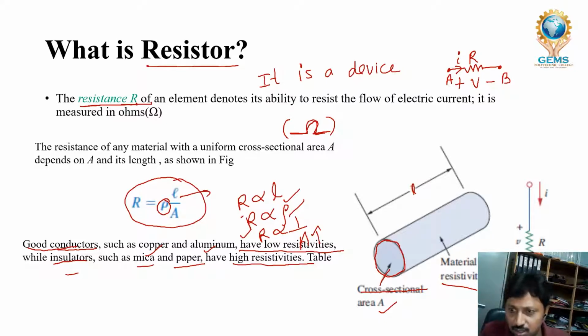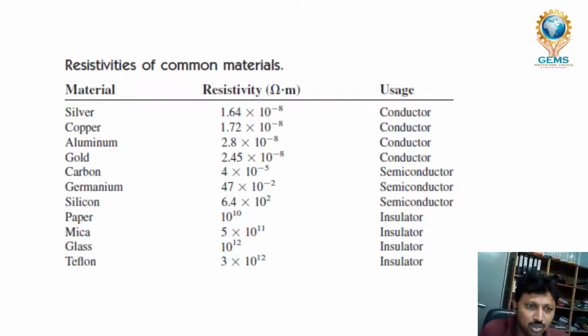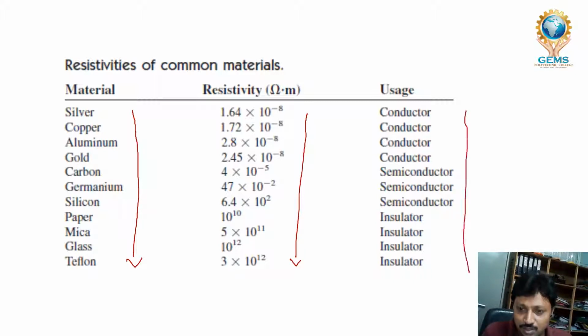You see the table here. This column is the material, and this is the resistivity. These are the metals. You see silver, what is the resistivity? 1.64 times 10 power minus 8. So the resistivity is very low. So this is a conductor, and copper is also a conductor, and aluminum is also a conductor, right?